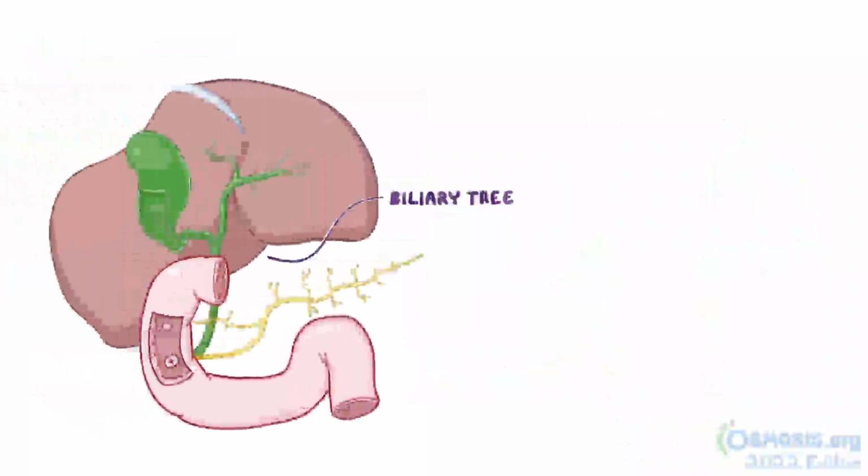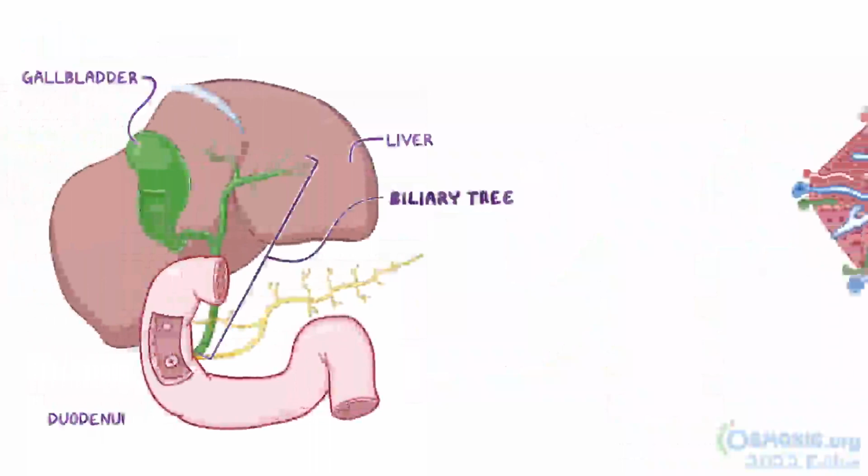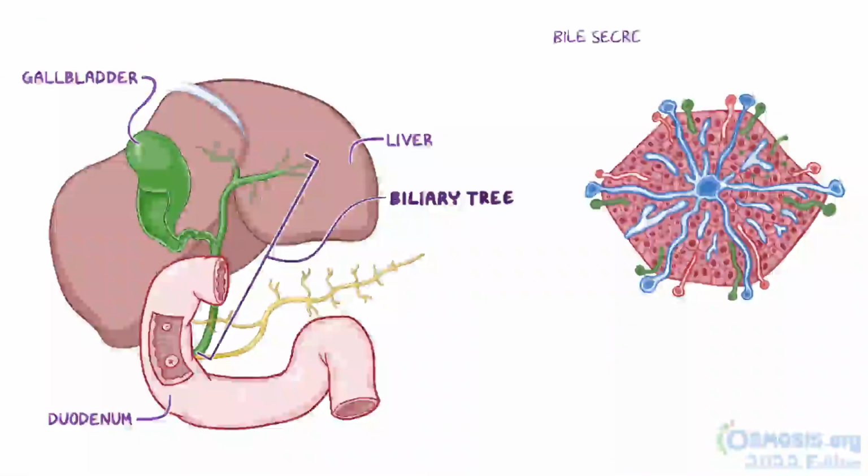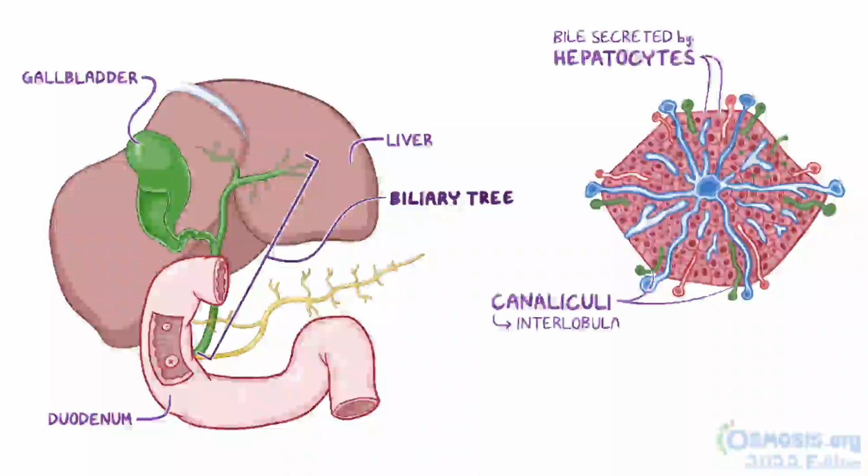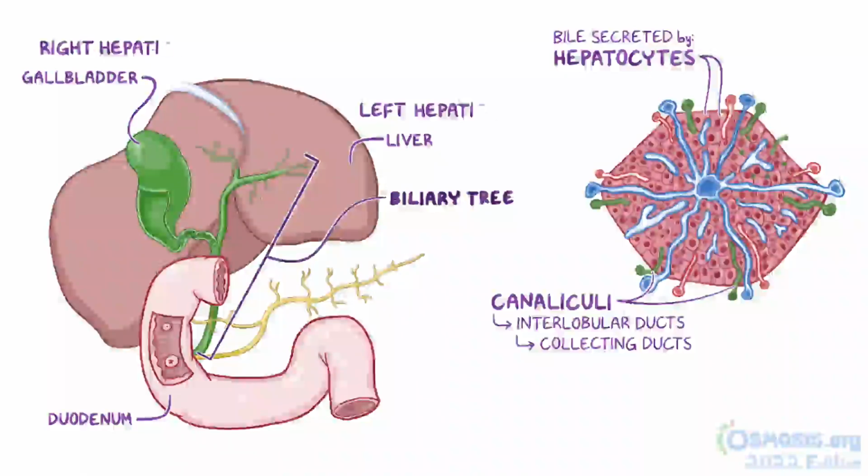Alright, now let's switch gears and have a look at the biliary tree, which consists of a series of ducts that carry bile from the liver and gallbladder to the duodenum. Bile is continuously secreted by hepatocytes, from where it drains via canaliculi into interlobular ducts, and then collecting ducts, which carry it to the left and right hepatic ducts.